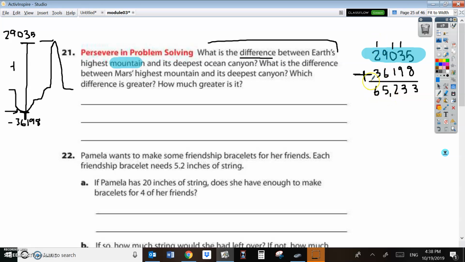So 65,233 is the answer for the first question. So for Earth, 65,233 feet.